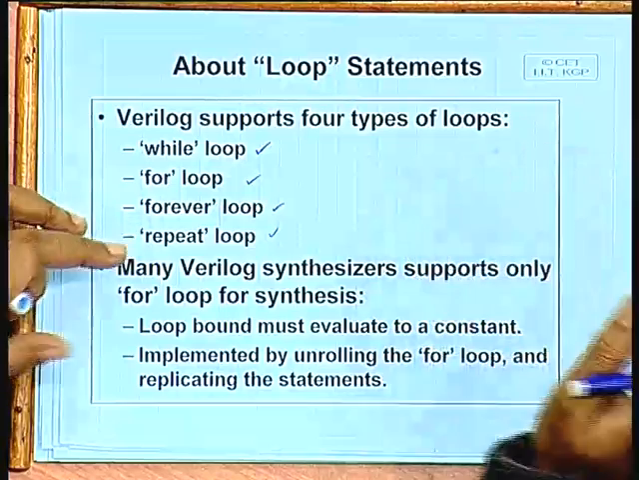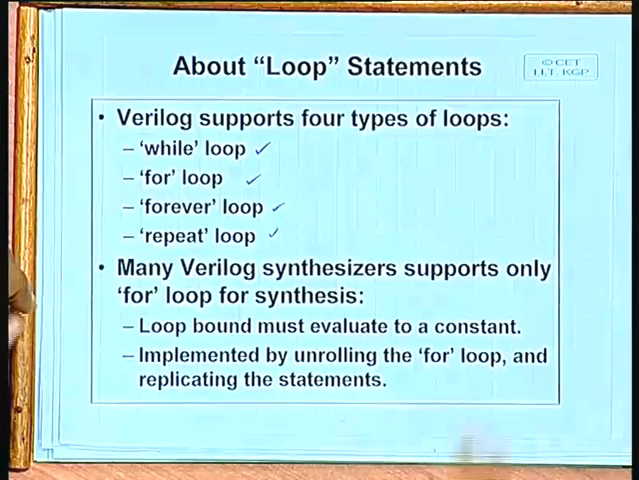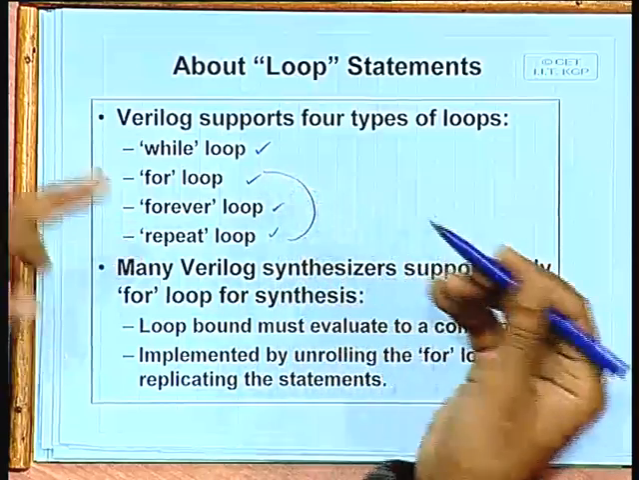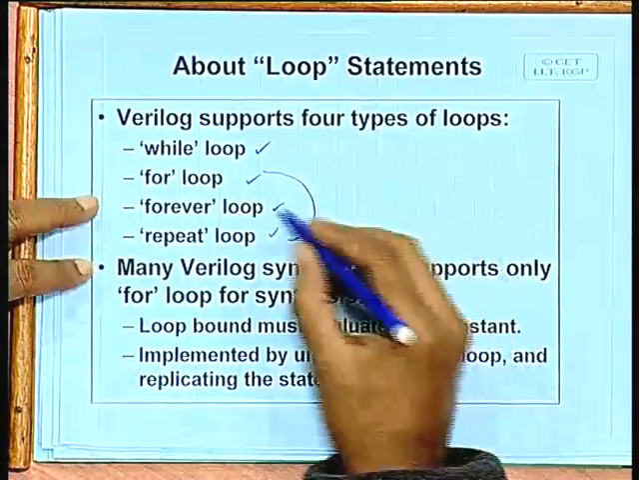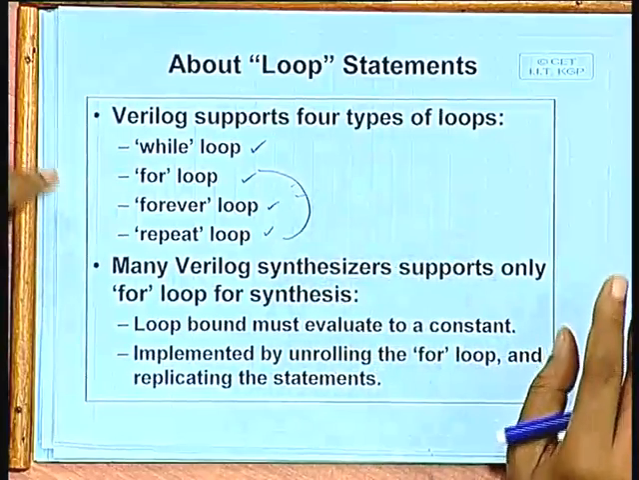See, for may be alright for a C programmer, but someone may not like that I have to write so many things just to specify that I have to repeat it 10 times. Repeat 10 is much easier to specify. Repeat can be synthesized with for easily, no problem. But these are the 4 statements which are available to the user.